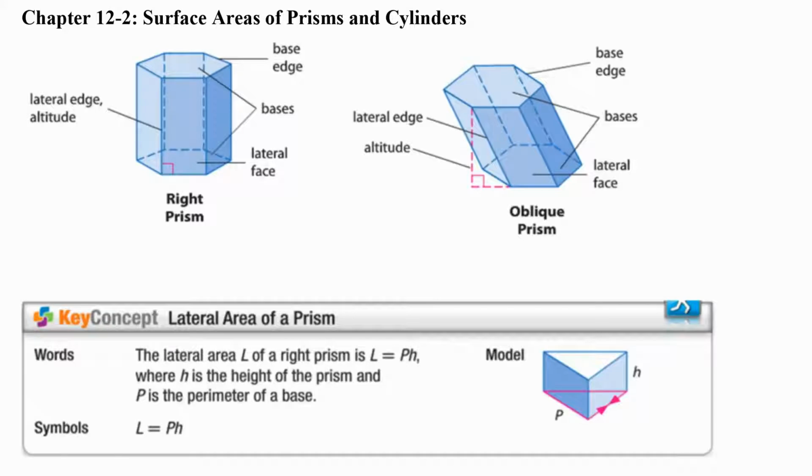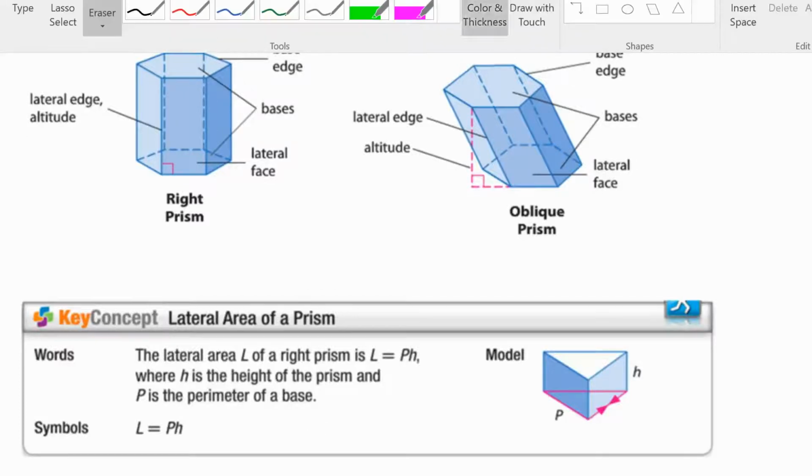Chapter 12.2 Surface areas of prisms and cylinders. A right prism has polygons as its base, so this has 2 hexagons as its base, and the sides are vertical to the base. Whereas an oblique prism, the sides are not vertical to the base. The lateral area of a prism would be the area of the sides and not the bases.